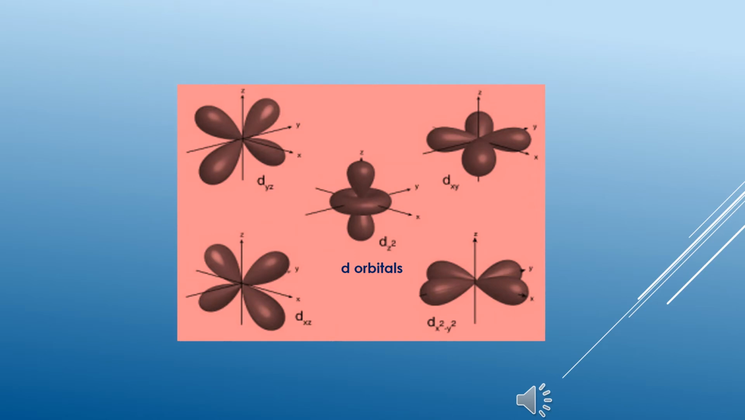These are images of the 5 d orbitals: dxy, dxz and dyz. The lobes are in the xy plane, xz plane and yz plane respectively. In dx square minus y square, the lobes are along the x and y axes. In dz square, the lobe is along the z axis and there is a ring at the center passing through the x and y axes.